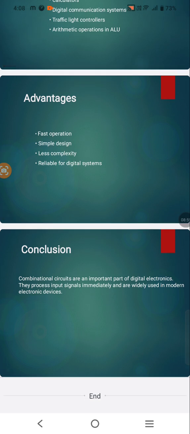Lastly, I conclude: combinational circuits are one of the basic and important concepts in digital electronics because they produce output based on present input values and are widely used in many electronic systems.